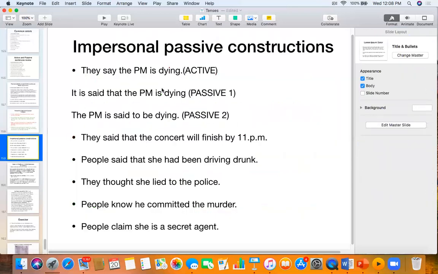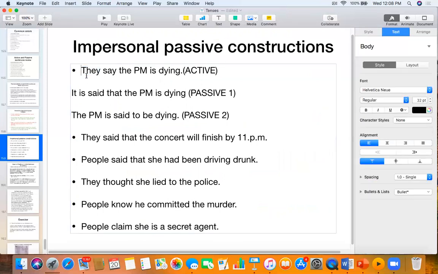Let's do impersonal passive constructions. For example, here's an example. All right, they say the PM is dying. All right, the Prime Minister is dying. The Prime Minister is the head of the cabinet and the leader of the ministers in the executive branch of government, often in a parliamentary or semi-presidential system.